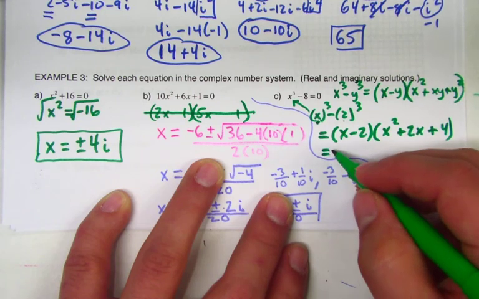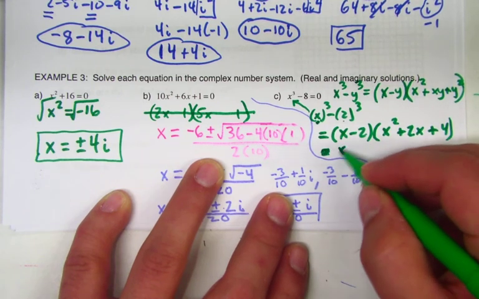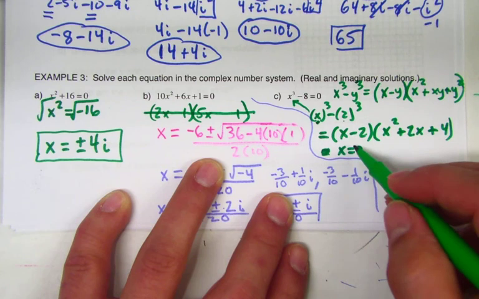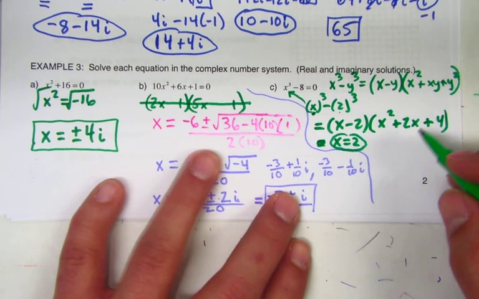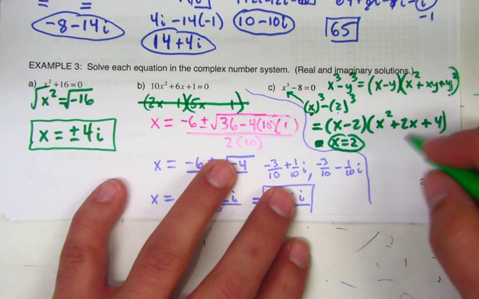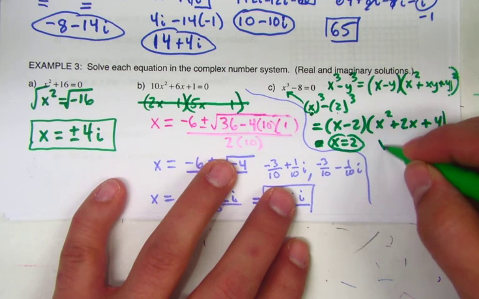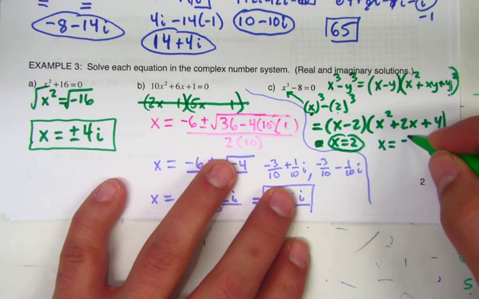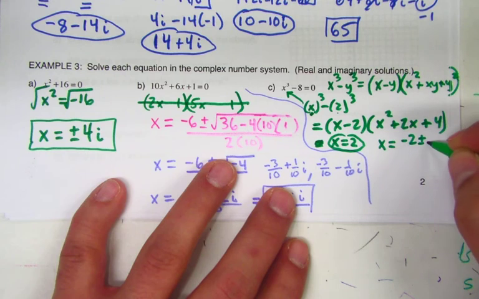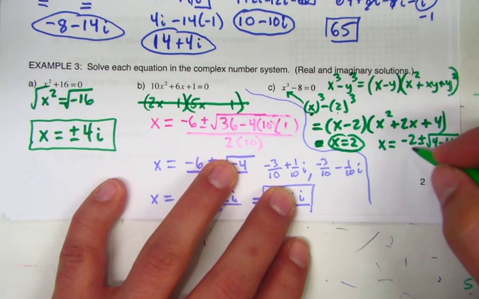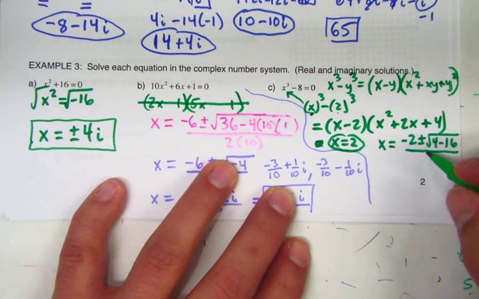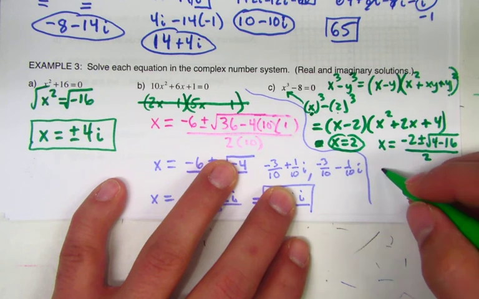Okay, so right now I get x equals 2 if I set it equal to 0. That's one answer. And then in here is where we're going to get the other two answers. Okay, so if we use the quadratic formula, again, x equals the opposite of b plus or minus the square root of b squared. So that's 4 minus 4 times a times c. That's going to give us 16 all over 2 times a, which is 2.